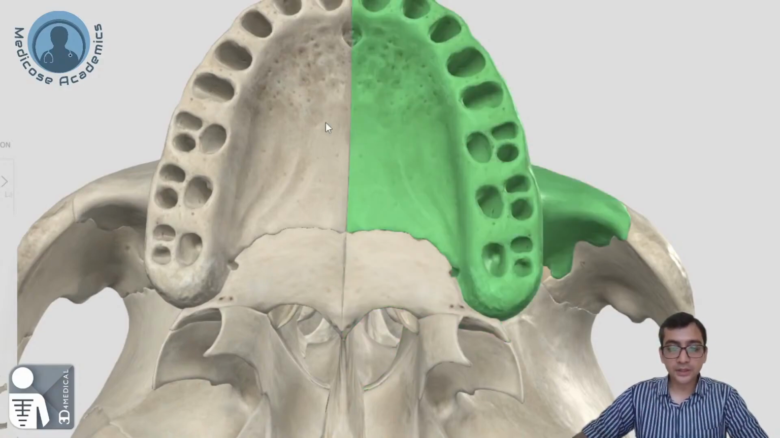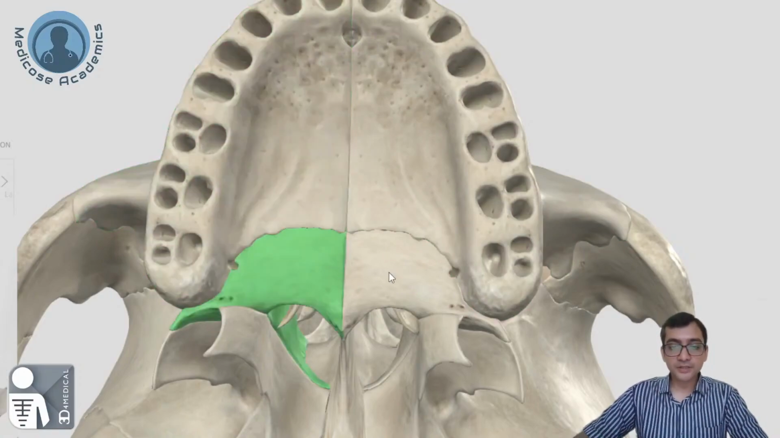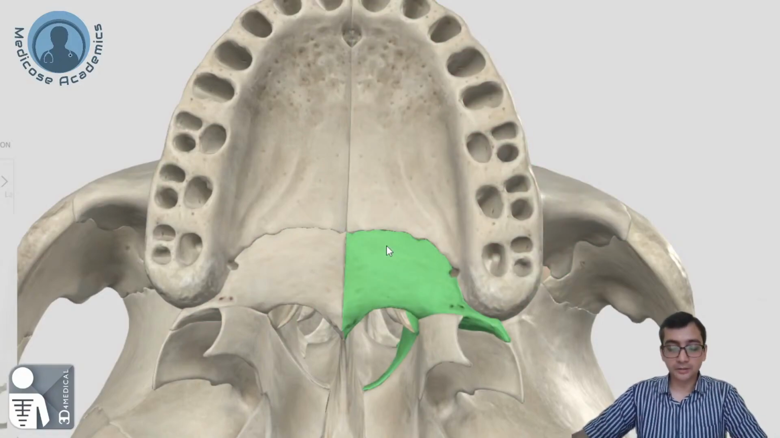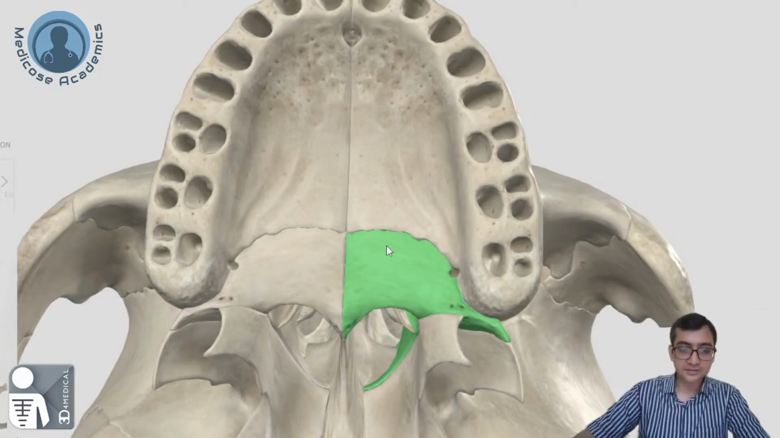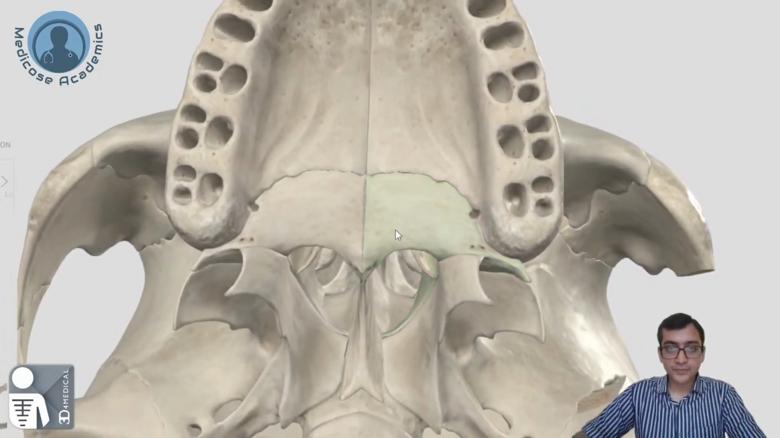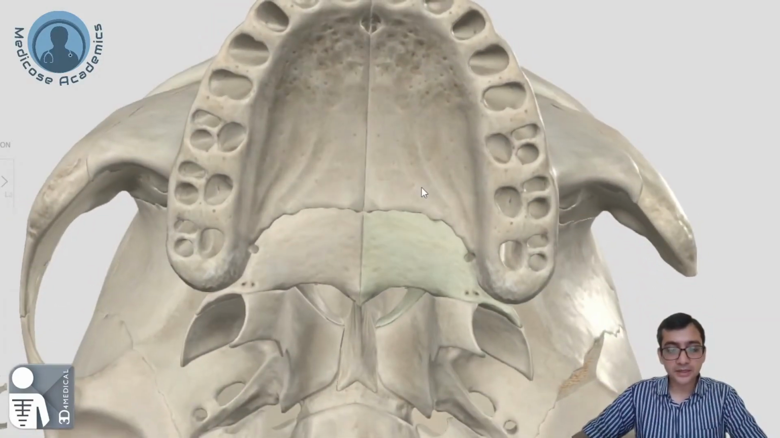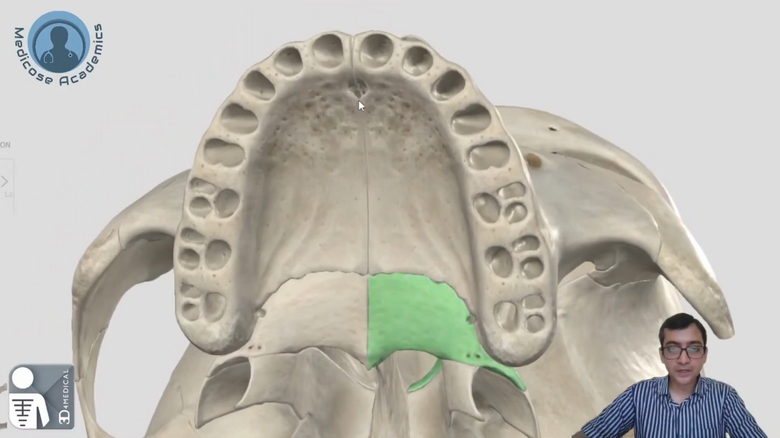There is a suture between the horizontal plate of the palatine and the palatine process of the maxillary bones. There are two maxillary bones, so there is an intermaxillary suture. The suture present between the two palatine bones is called the interpalatine suture, and between the maxillary and palatine bone, as common sense will say, it's the palatomaxillary suture. You have to see a few landmarks, a few important things that are present here.